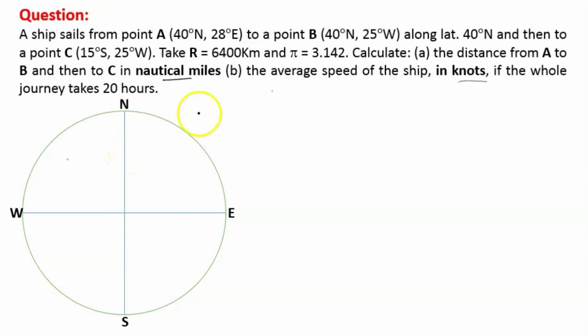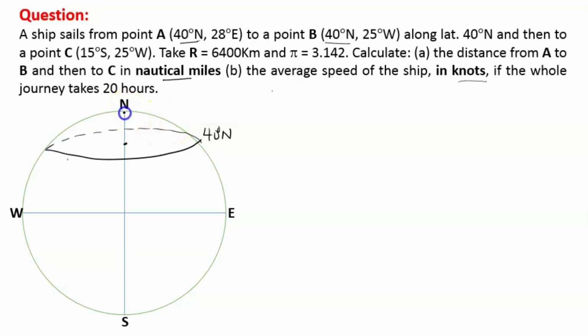From the 2 points I'm seeing here, point A and B, I can see the same latitude that is common to them, and it's towards the northern hemisphere. So I draw my latitude of 40 degrees north, and of course I'm able to see this is the center. I'm also able to see 28 degrees to the east. That's for me to get my point A.